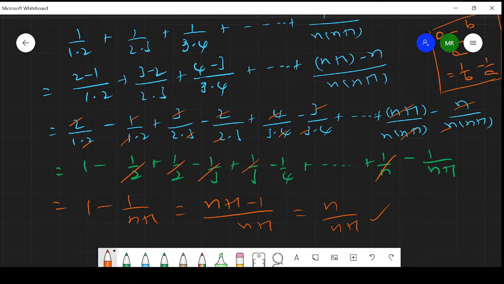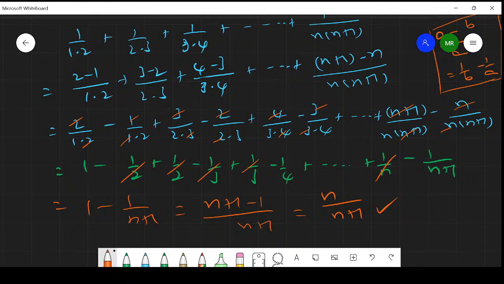You can verify whether your answer is correct or not. Put n equal to 1, the first term comes, and I get n by (n plus 1) as 1 by 2. If you put n equal to 2, it comes 2 by 3, which is the combination of these two terms, 1 by 2 plus 1 by 6. You can verify whether the answer is correct or not. You will get the answer. So n by (n plus 1) is your answer.